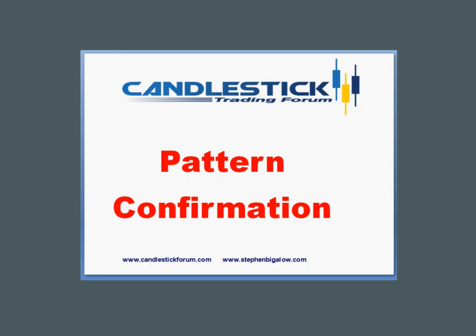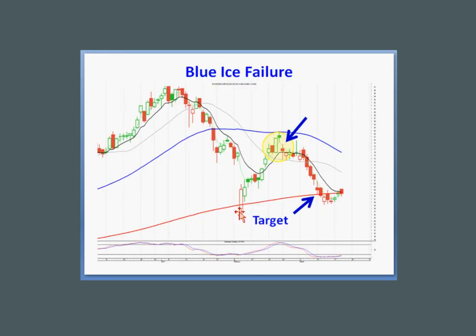So this is what pattern confirmation is for, or what the T-line is for, pattern confirmation. Notice when they came up and they failed at the 50, gap down. So when they started trading back below the T-line, where do you think the next target was going to be? Back down here to the 200-day moving average.